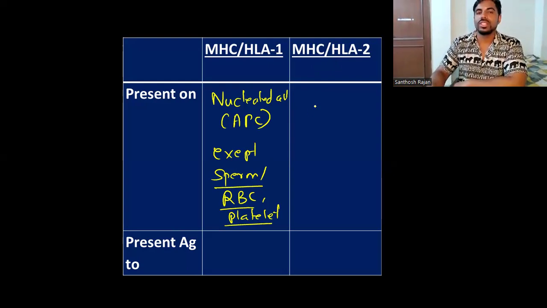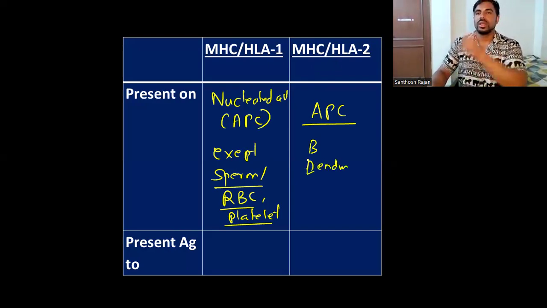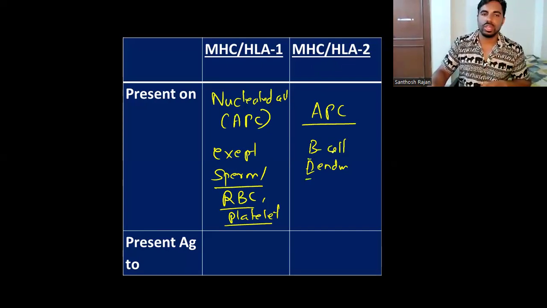MHC2 would definitely be seen in antigen-presenting cells. Antigen-presenting cells means I'm talking about B cells, dendritic cells, and macrophages. B cells, dendritic cells, macrophages. They present the antigen with MHC2. Here, MHC1 will present.